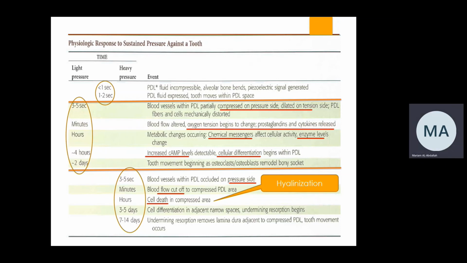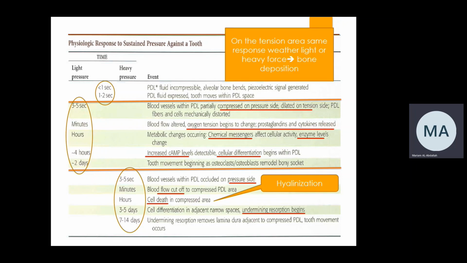3 to 5 days later, we will have cell differentiation, adjacent narrow spaces, undermining resorption. Resorption will start not from the side of the periodontal ligament, but from the inside. Okay, so we will have undermining resorption. And only 7 to 14 days later, the undermining resorption will remove lamina dura adjacent to the compressed periodontal ligament, and then tooth movement will start to occur.